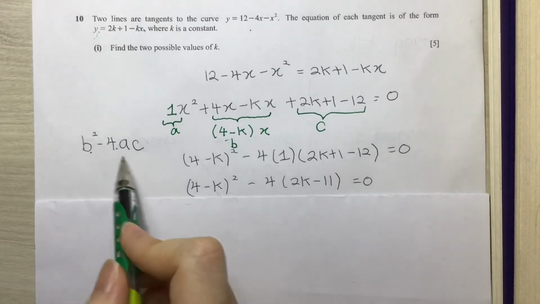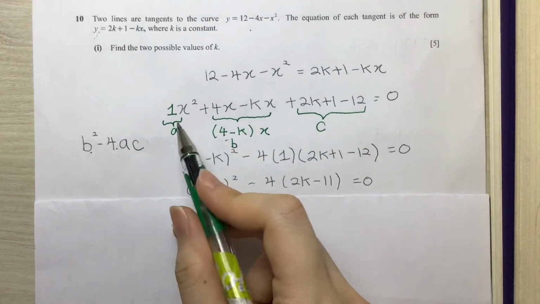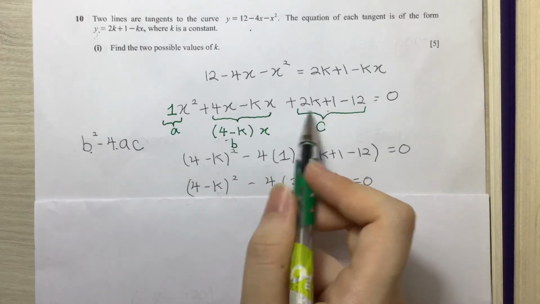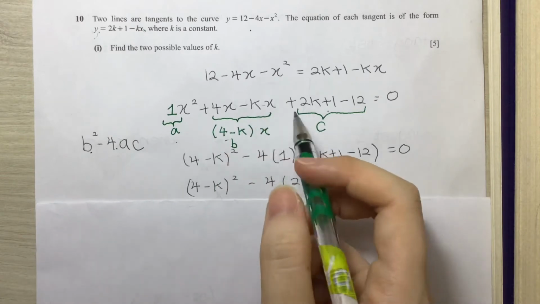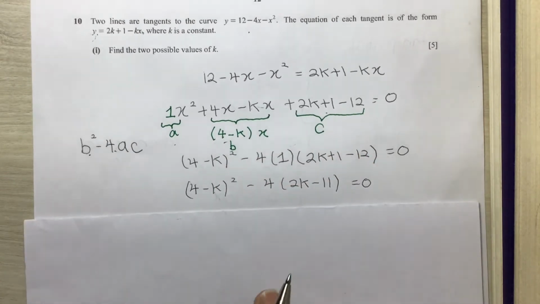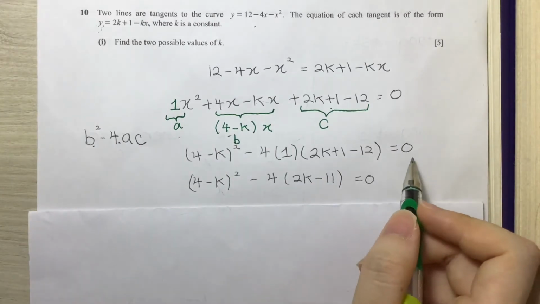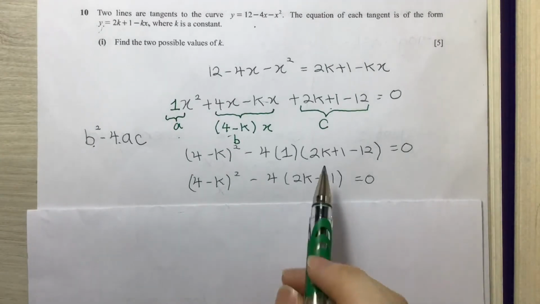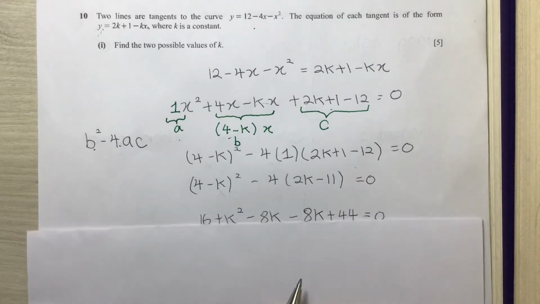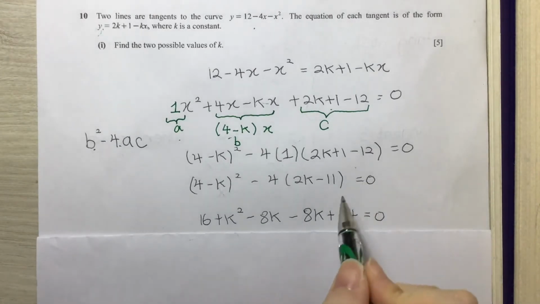By doing this, we notice that we are getting rid of all the x. We are just extracting the parts that we are going to manipulate in order to find the unknown k. So again, b squared minus 4ac, we equate it to 0 because they are tangents. And after that, all you have to do is simplify this bracket, then continue with your calculation.